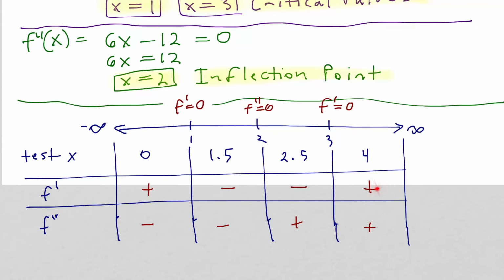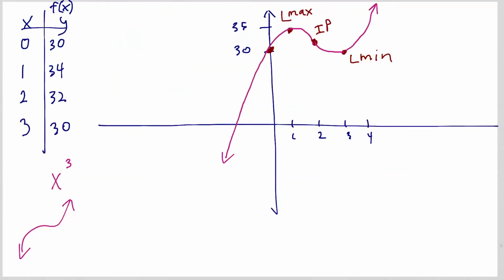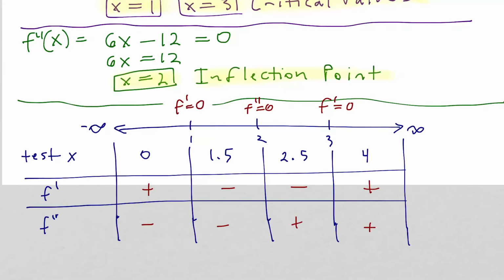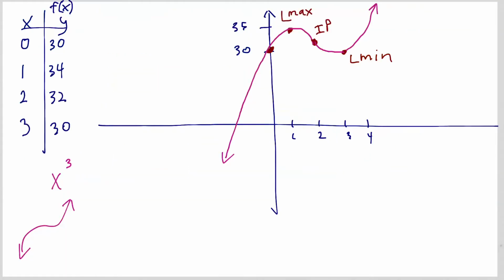And then we could also look at our second derivative test. So negative means concave down, so that's the local max. Negative, concave down, local max. Positive second derivative, concave up. So both the second derivative and the first derivative tests verify the local max and local min. Okay, so we finished that example.